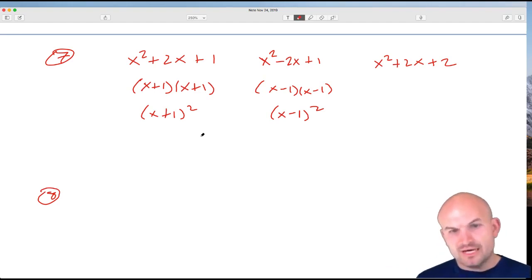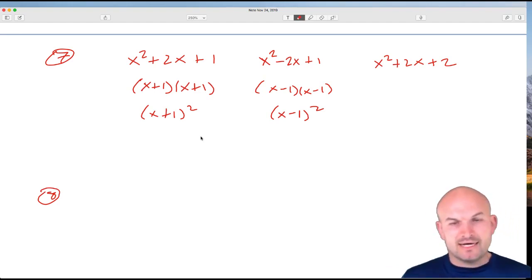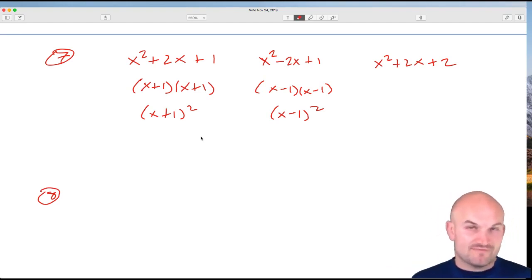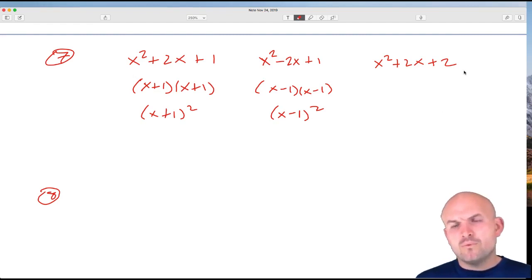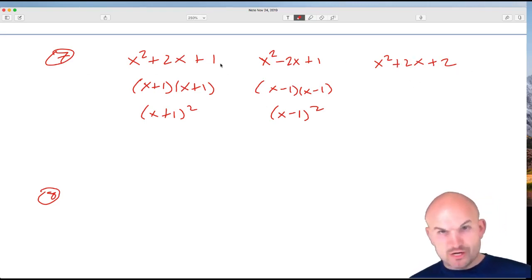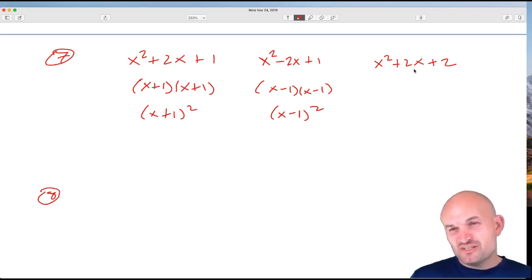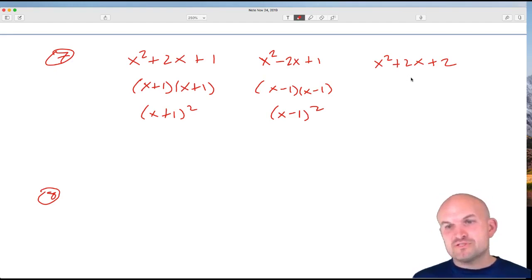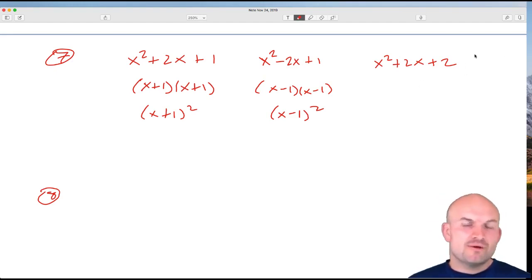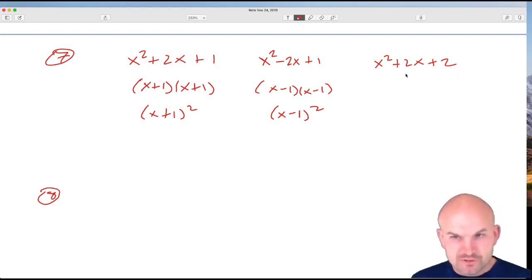That's very helpful if you're solving a quadratic, or if you're trying to find something in the vertex form, for instance. One of the things is, if you can see, this is not factorable. So we can't factor this. This is not a perfect square trinomial like these two. If we try to factor x squared plus 2x plus 2, there are no two numbers that multiply to give you 2 and add to give you 2.